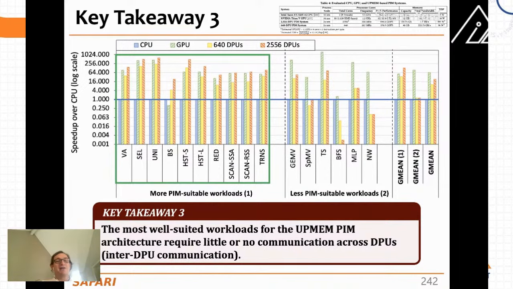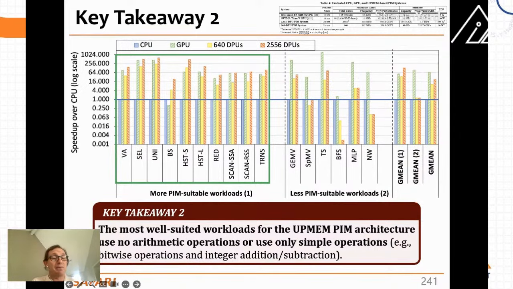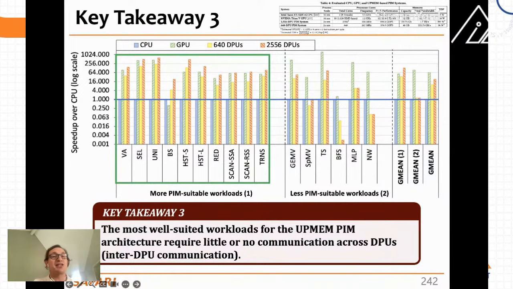Basically, for workloads that require simple operations or no arithmetic operations and little communication across the DPUs, this could be a good fit. But I believe this is just the first generation. This was, as I said, manufactured in 2019. I think future generations are going to be even better.